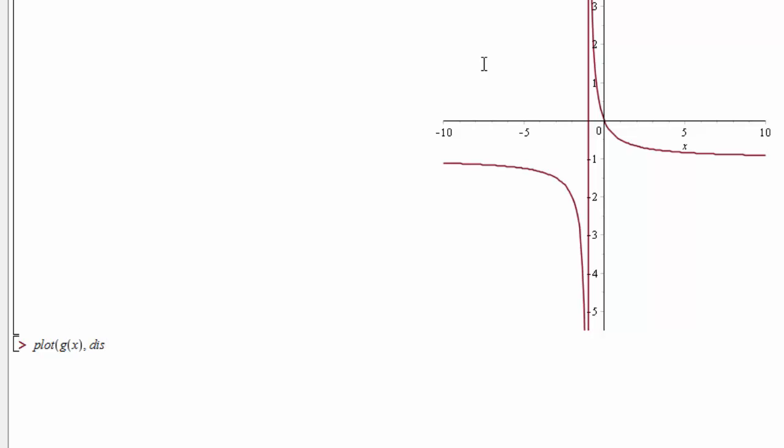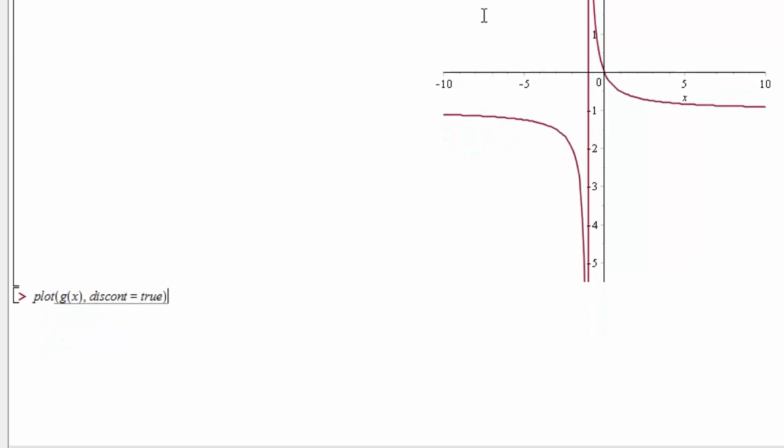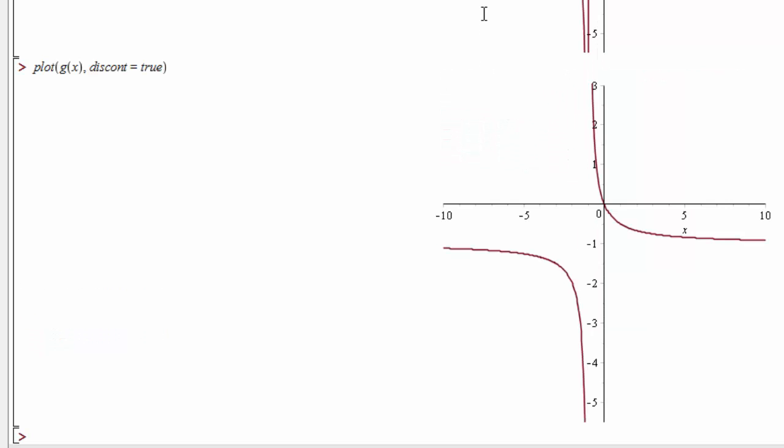So we want to plot g of x, and discont takes true or false as its argument. So we plot g of x, but now we tell it to look for discontinuities with discont equals true. And see, there we have our nice graph of our transformation of the function 1 over x without the goofy looking line down the middle.